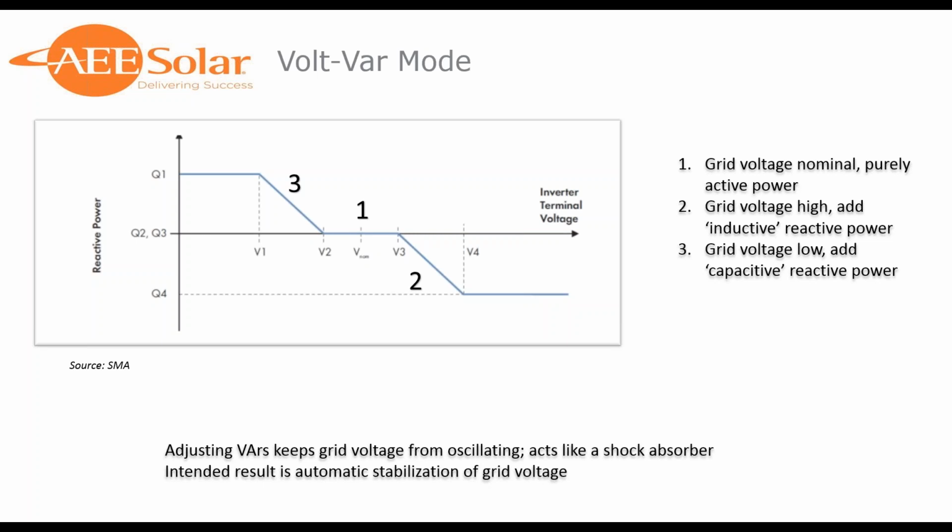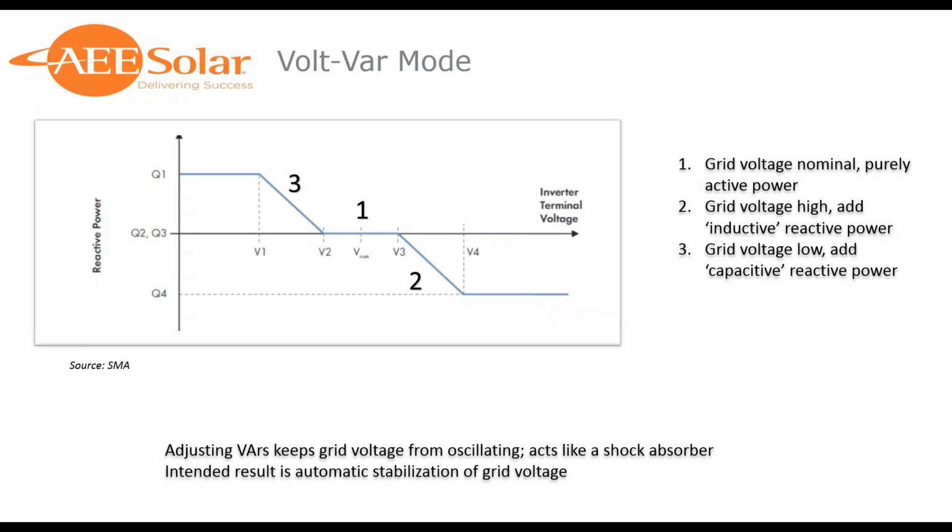What you see here on the y-axis are the different power factor quadrants. So you see here in step 1, the voltage is inside this kind of nominal window, which the utility district is going to tell you what is V2, what is V3, what is considered normal operating voltage. So in this zone, the grid voltage is nominal. The inverter is going to add purely active power as long as it's within the specified power factor. So kind of normal operation mode.